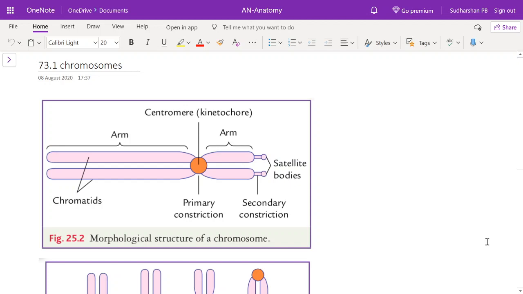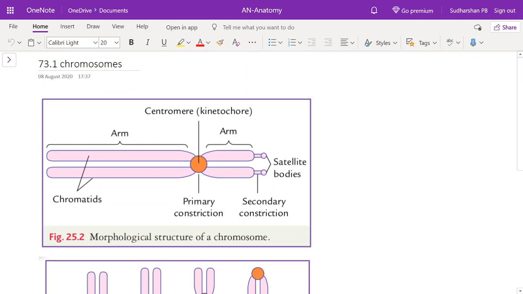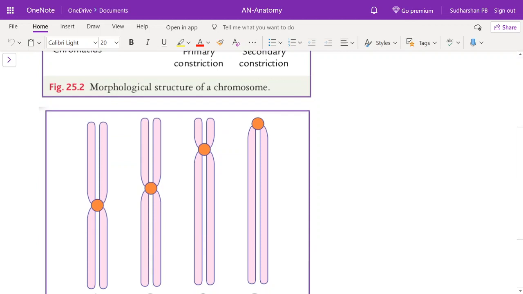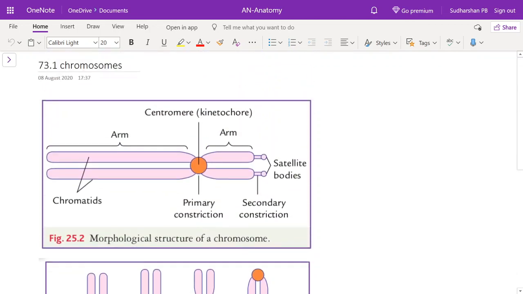A chromosome is a structure, as we know, packed inside the DNA, right? This chromosome in turn is packed inside the cell's nucleus. Now let us see the structure of a chromosome. Here we have to understand the general structure of a chromosome, along with the types of chromosomes which we can see here.